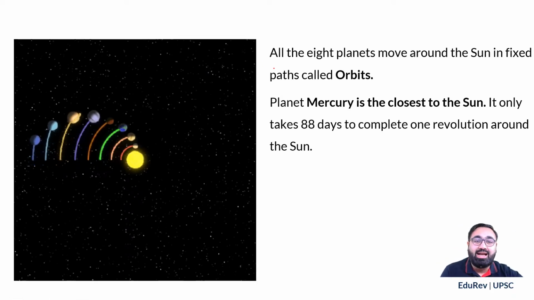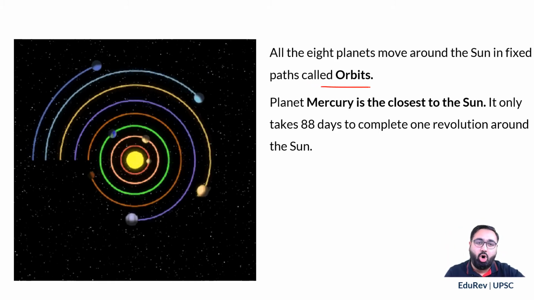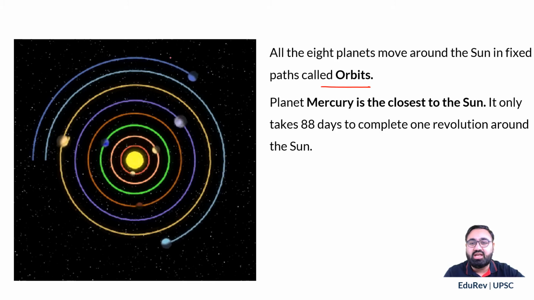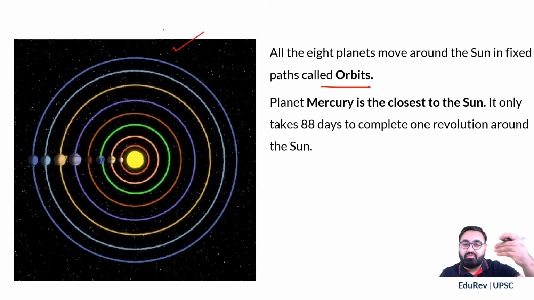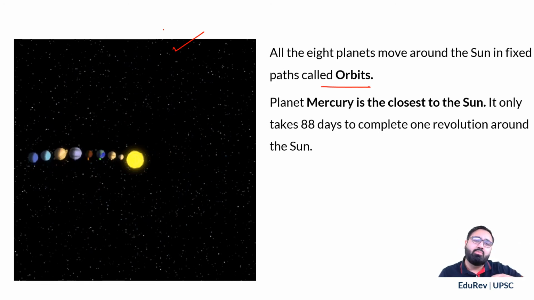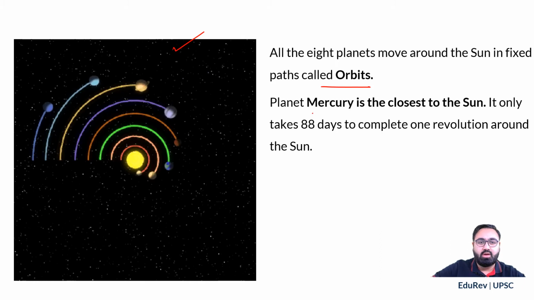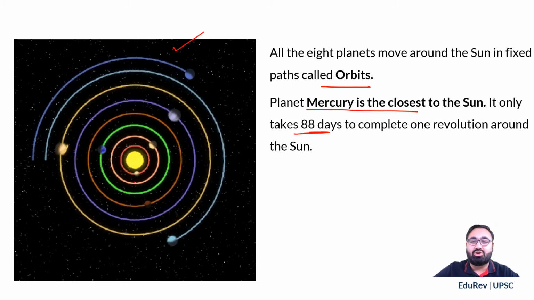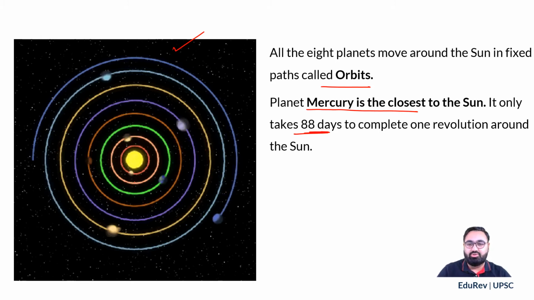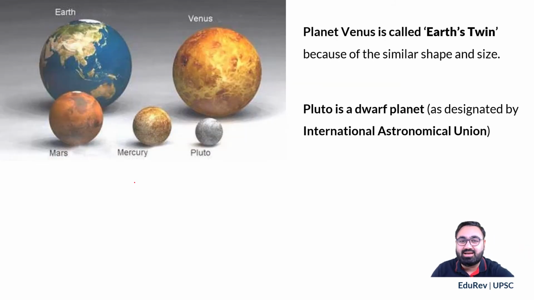We have about 8 planets that revolve around the sun in a fixed path, which is called the orbit. As you can see on the screen, the speed of rotation of every planet is very, very different. The farther the planet from the sun, the more time it takes to have one complete revolution around the sun. Mercury, for example, is the closest to the sun and takes only 88 days to complete one single revolution. The farther the planet, the more time it would take to complete one single revolution.